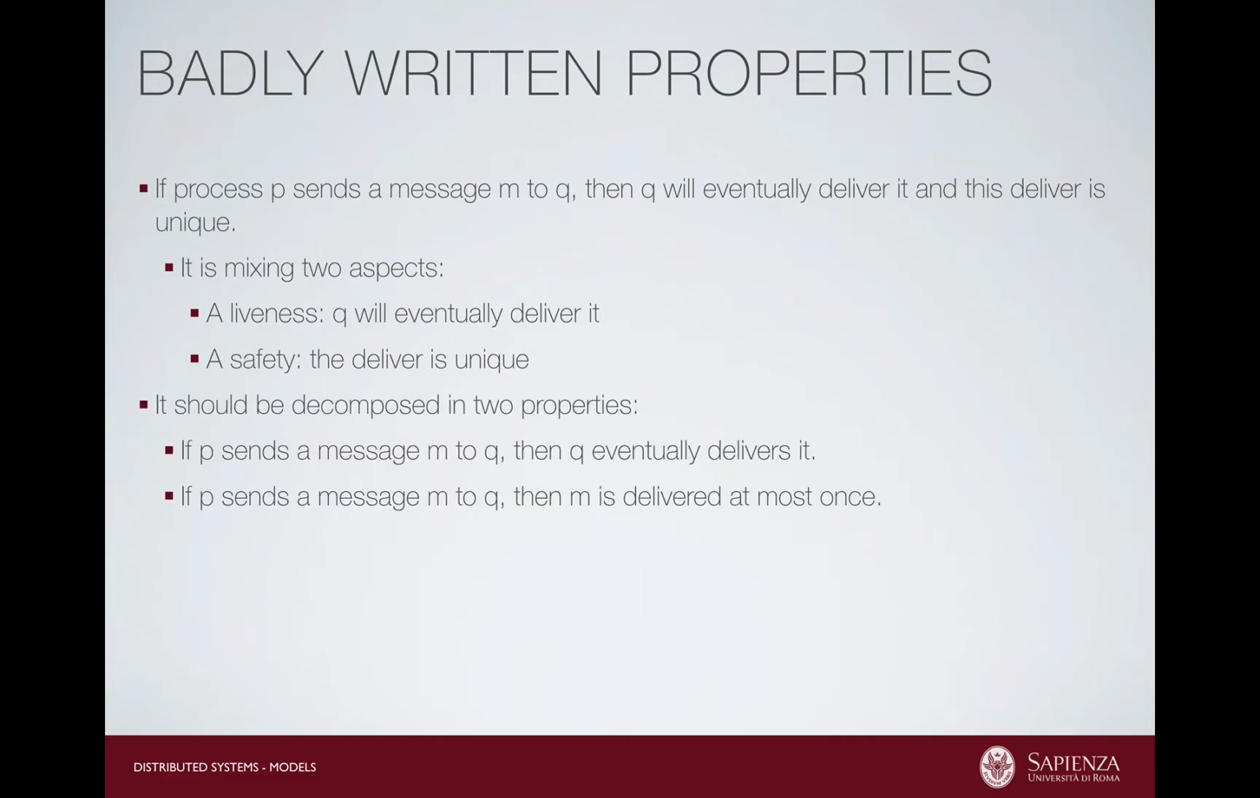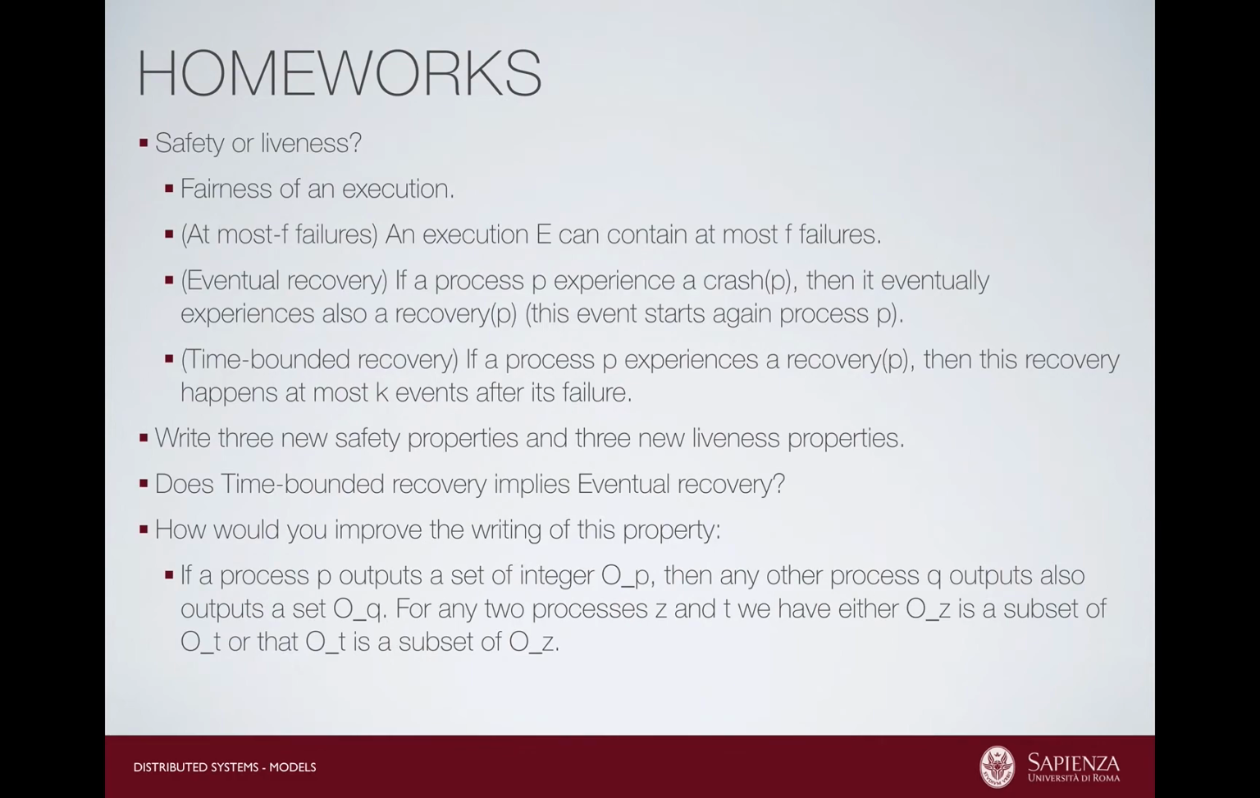So in this case, you should always decompose a property that you write for an abstraction into something that is either safe or live. And so in this case, the correct way to write it is using two properties. That is, if P sends some message M to Q, then Q eventually delivers it, and this is a liveness property. And the second, if P sends a message M to Q, then M is delivered at most once, and this is a safety property. So these are some homeworks that you can do, and these homeworks will help you to understand better what is safe and what is live.